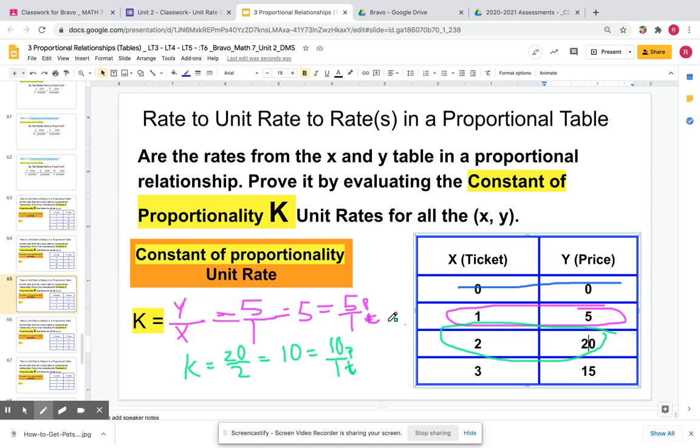Okay, there's something wrong. This k for the first pair of points is not equal to the second one. That means this table is not proportional. You do not need to check anything else. Once it fails the test, you are done, and the table is not proportional.